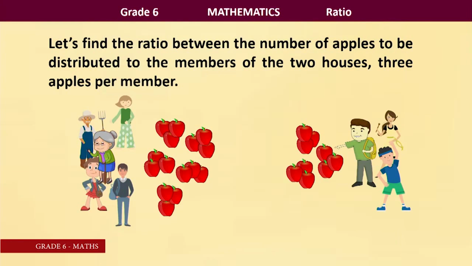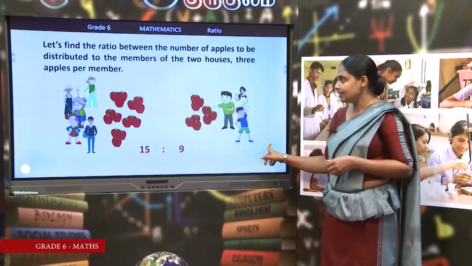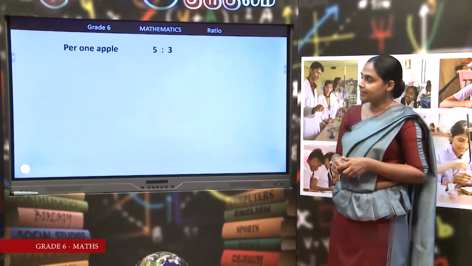Their number of apples is 15. In the other family it is 9. Now we got the ratio 15 to 9. Then let's summarize these things. I am going to the next slide.